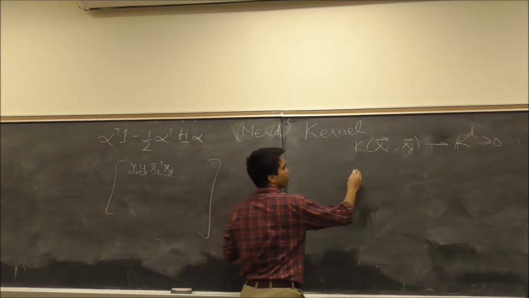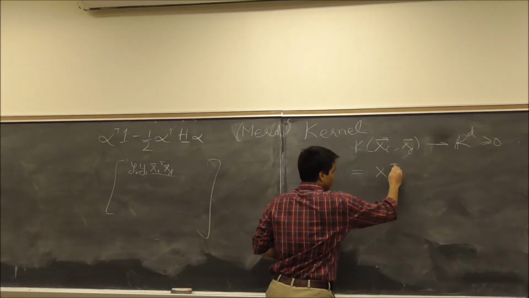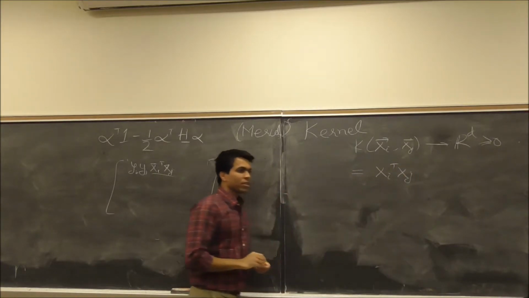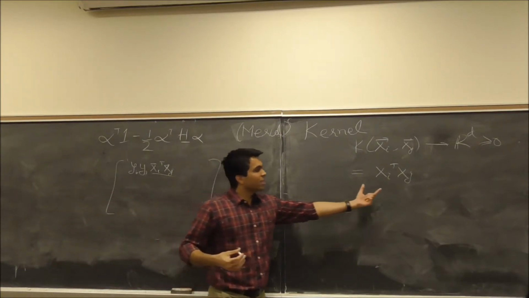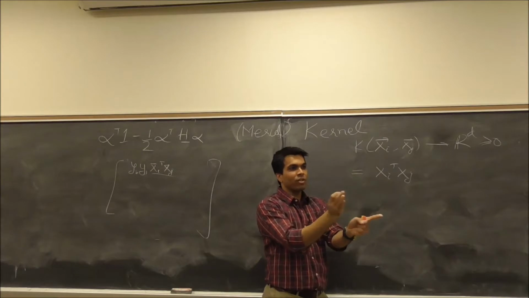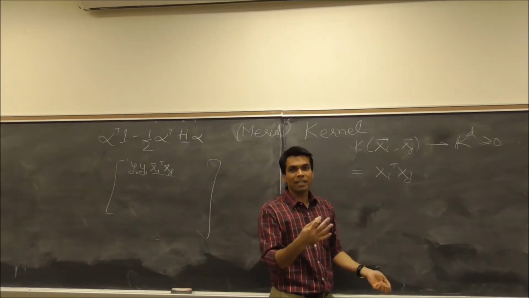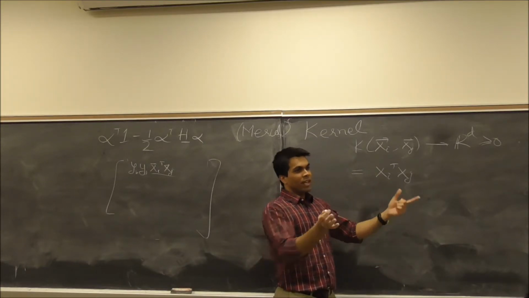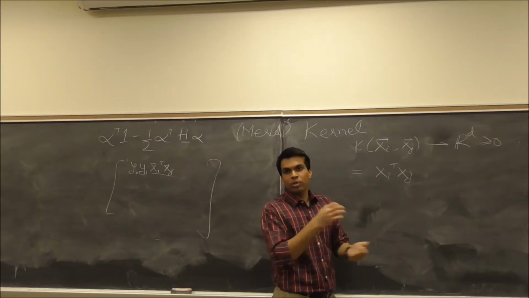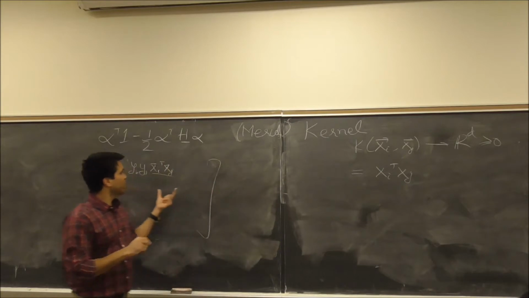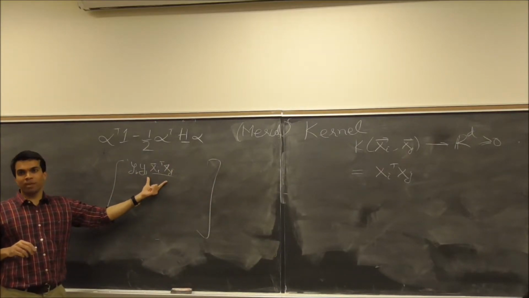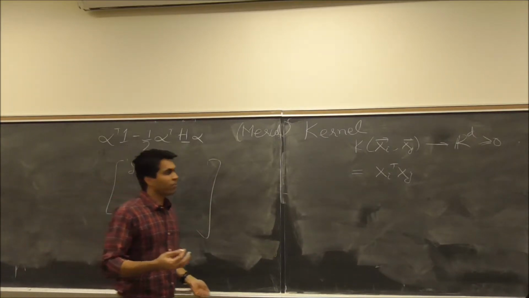Here's the simplest kernel function, xi transpose xj. This is often also called the linear kernel. If this number is high, it means xi and xj are roughly pointing in the same direction, they're of high magnitude. If they are orthogonal, this number will be small, so they're less similar. This is one way of measuring similarity. What happens if we plug it in here? We get our original SVM problem. That's a linear SVM.